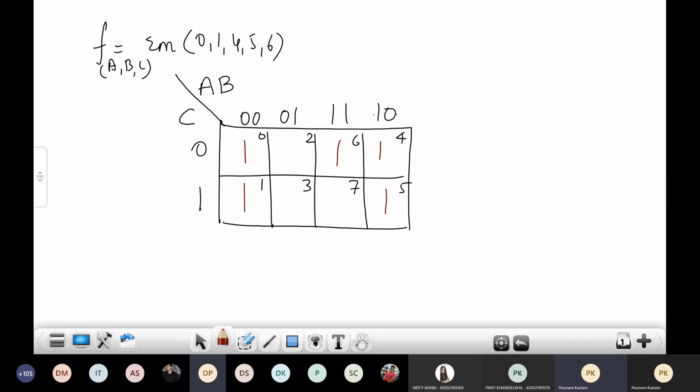You see, 0, 1, 4: first and last column. First 0 and 1 and 4 and 5, right? Very good. We can make this group of 4 cells together, right? These 4 are adjacent 1 cells. We can make a group of these 4 1 cells.